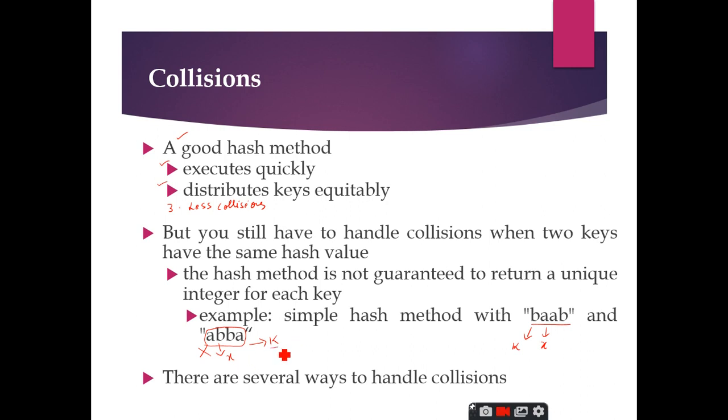So when a collision occurs, there should be a provision to make the collided values be stored in some other location. How you are going to specify it, what mechanism you are specifying, all these things relate to the collision handling mechanisms. Is it clear? Very important topic in hashing.